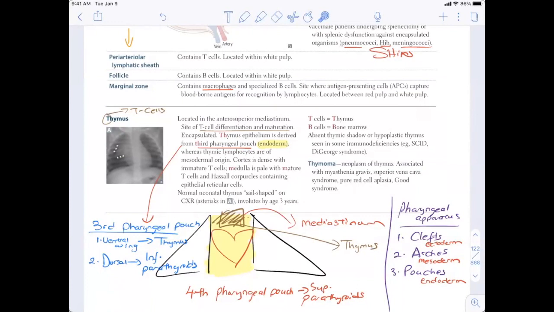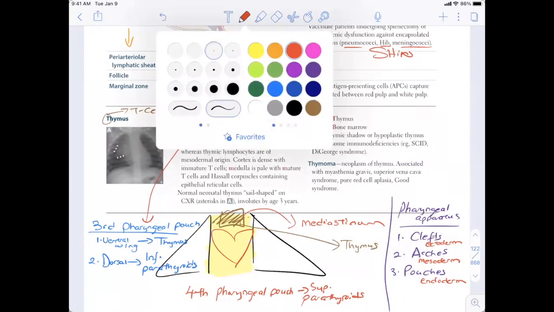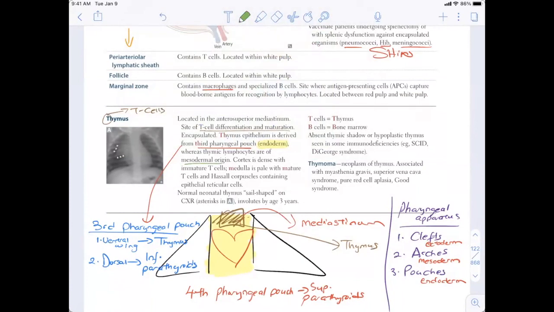But the lymphocytes, the actual cells that we see inside of the thymus, are actually going to be from mesoderm. Remember that. The thymus itself, endoderm. But the cells on the inside are going to be your mesoderm. Okay. And just like your lymph node and your spleen, the thymus as well is going to have a cortex, and a medulla.